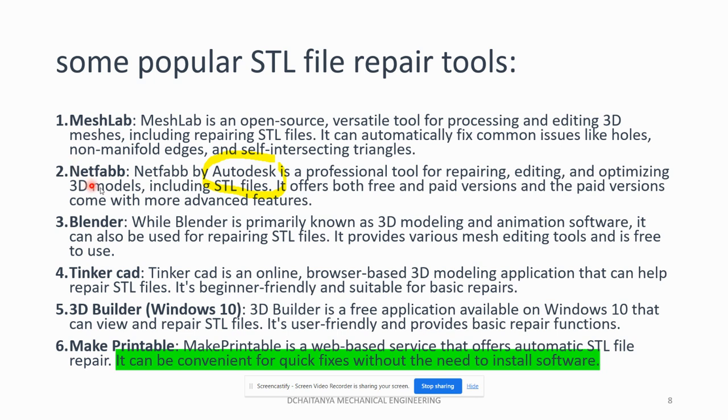NetFab is a famous, mostly used repairing software which is developed by Autodesk. Here you can edit or repair and you will get fine 3D models. It is available on the internet. There is also Blender, which is an animation software that you can use for different types of applications. As well as Tinkercad, 3D Builder and Make Reprintable. It is also free software. You can directly check the errors for different 3D models.